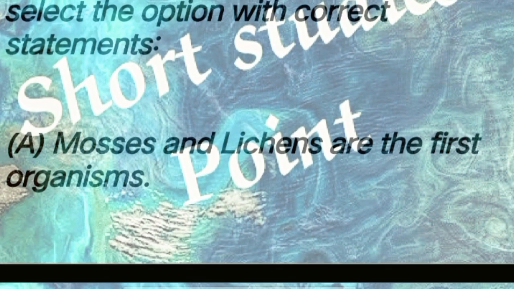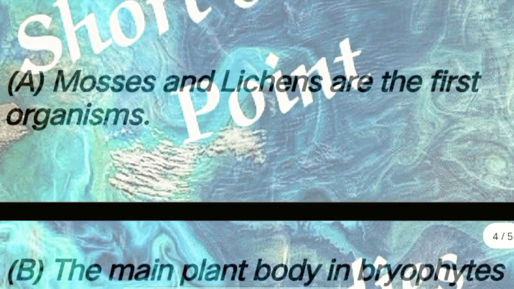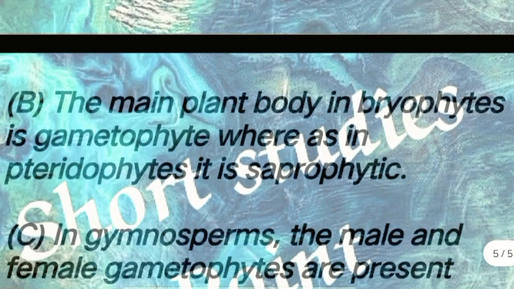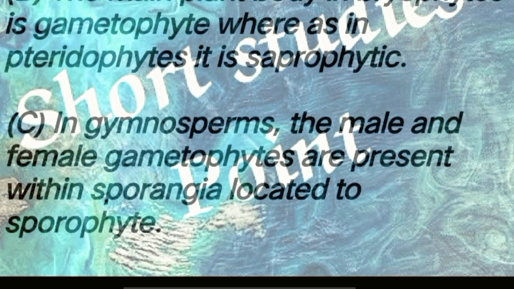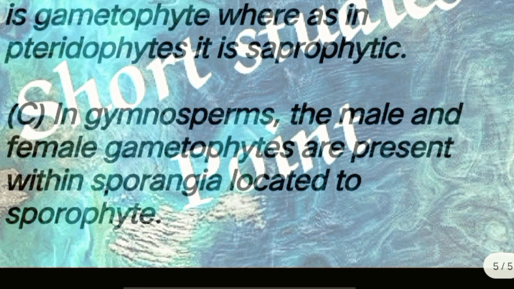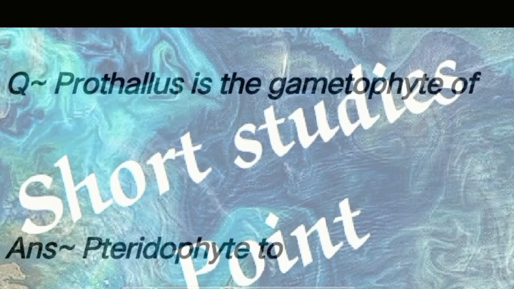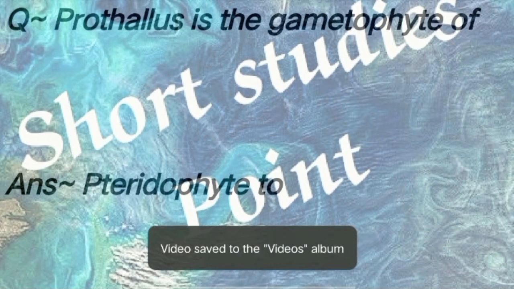Answer: mosses and lichens are the first organisms. Next question: the main plant body in bryophytes is gametophyte, whereas in pteridophytes it is sporophyte. Next statement: in gymnosperms, the male and female gametophytes are present, with sporangia located on the sporophyte. Question: prothallus is the gametophyte of? Answer: Pteridophyte.